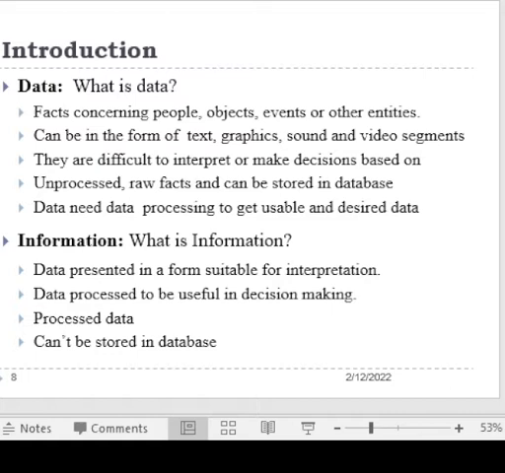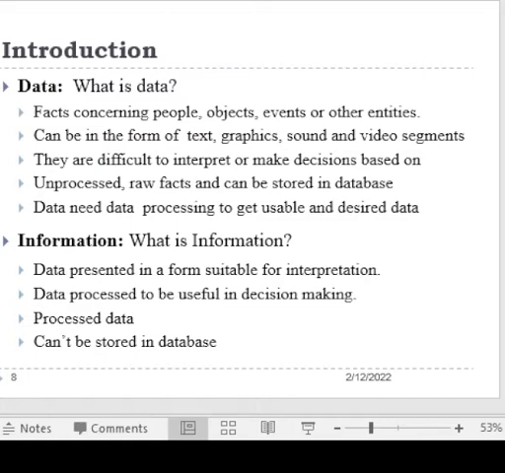The third concept is information. Data presented in a form suitable for interpretation is what we call information. Any processed data which gives some kind of interpretation is what we call information. So simply, information is processed data. Information is processed data and cannot be stored in a database.